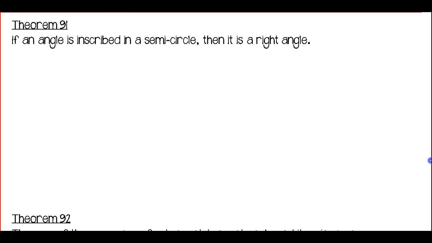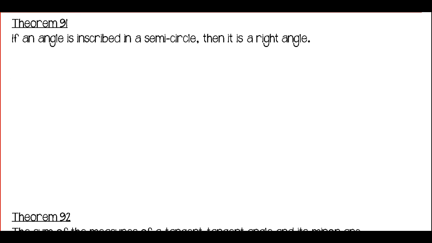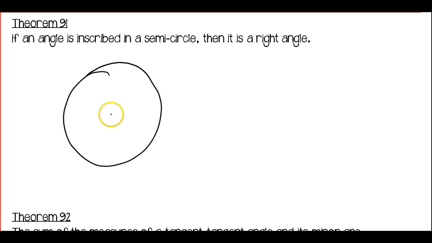Theorem 91. This is also something that we have figured out already, but we'll formalize it again. If an angle is inscribed in a semicircle, then it is a right angle. If you're not sure what it means to be inscribed in a semicircle, I'm going to draw in a diameter here. Now I have two semicircles. Any angle that I would draw that intercepts the circle at the ends of this diameter is inscribed in a semicircle.